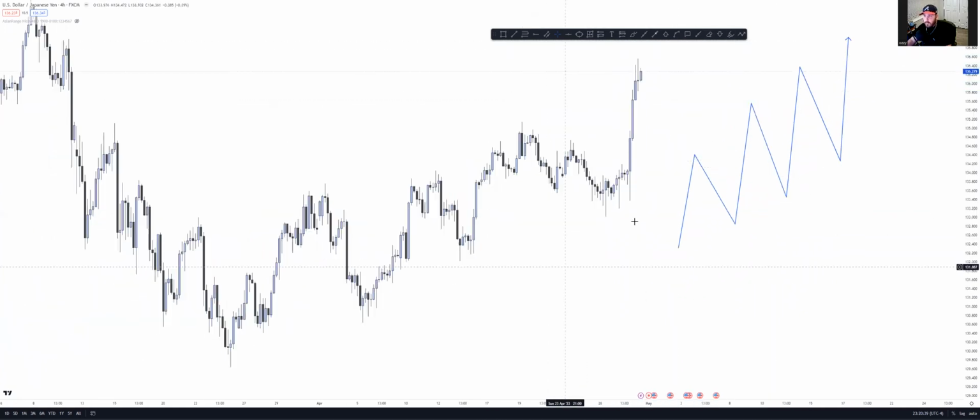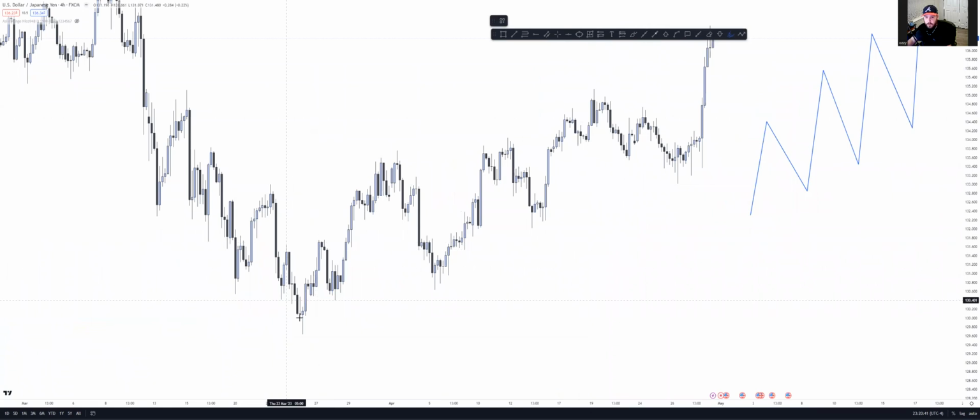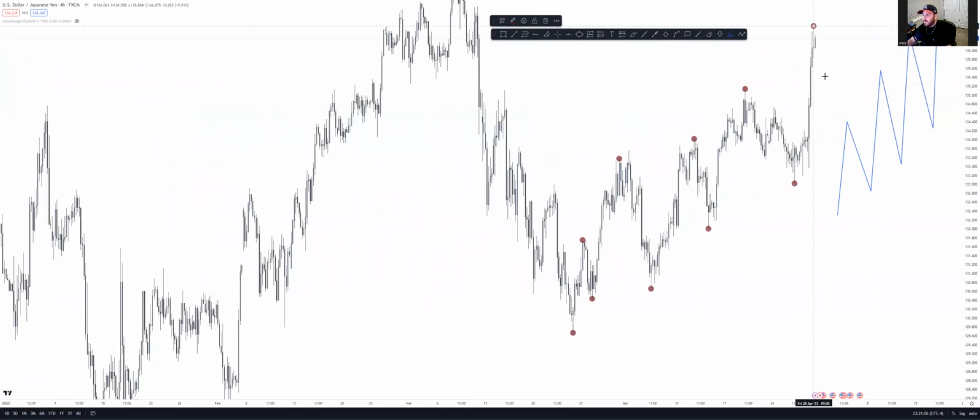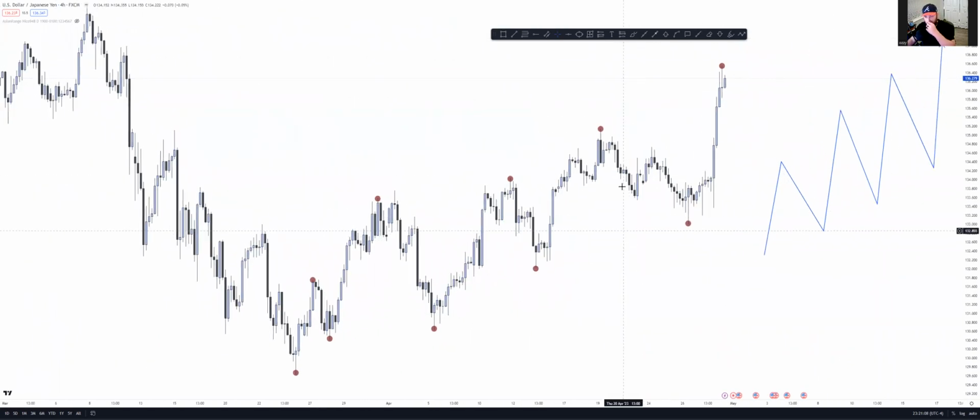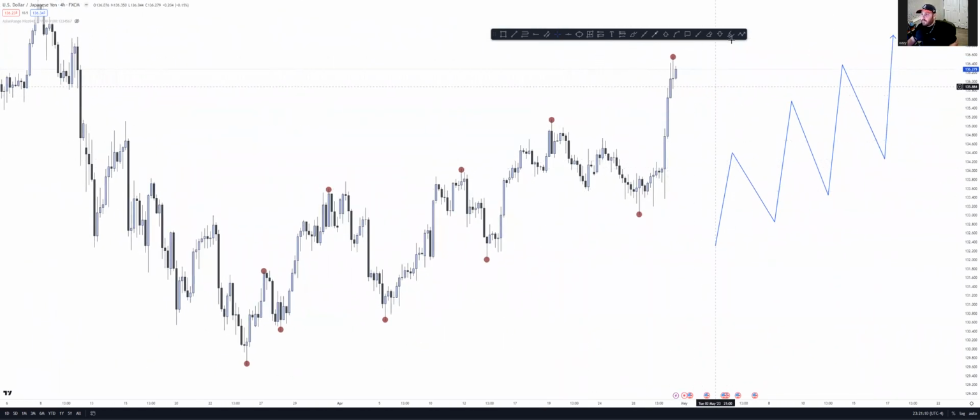As you can see here, we have our low, a high, a higher low, a high. This low right here is still higher than this one, so that's also a higher low. This higher high right here is higher than this one. We got another higher low, higher high, higher low, and now we just created a new high. So that's your external structure.